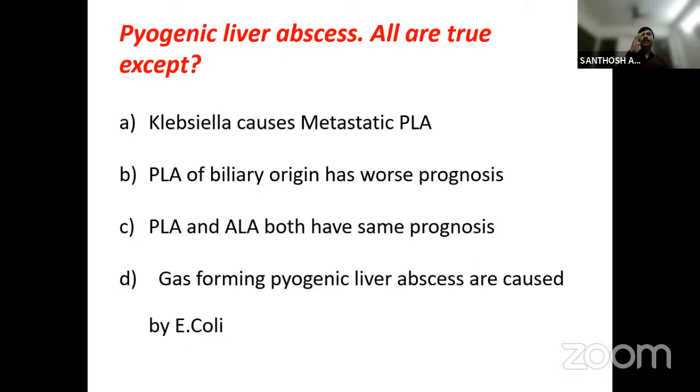No, pyogenic liver abscess has got a worse prognosis when compared to that of amoebic liver abscess, because amoebic liver abscess is slow, indolent, occurs in young patients, whereas pyogenic liver abscess occurs predominantly in older patients with underlying diseases, diabetes, malignancies, and so on. Gas-forming pyogenic liver abscess are caused by E. coli. So the answer is PLA and ALA has got same prognosis. No, they have different prognosis.